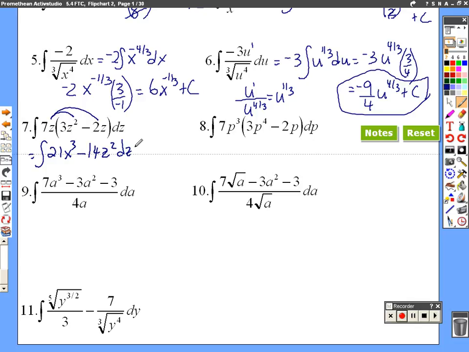All right, so now I'm going to integrate those just like we did before. They're a constant times a power. So 21x to the 4th over 4 minus 14. Sorry, this was a z. I apologize. Z, that doesn't make any sense. I'm switching variables. Z, 14z to the 3rd over 3 plus c.